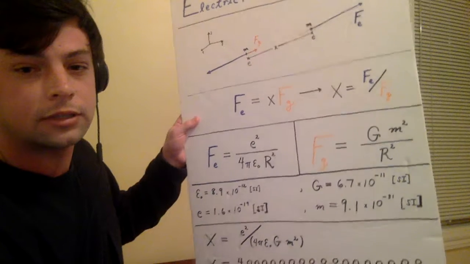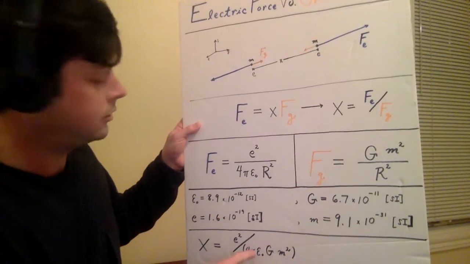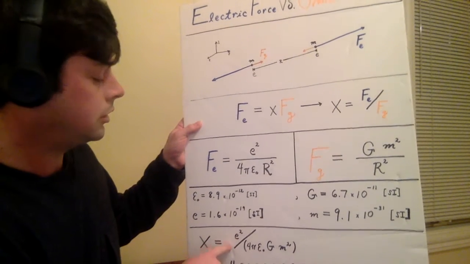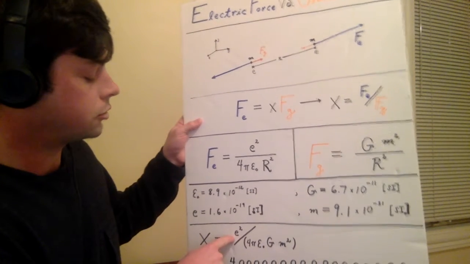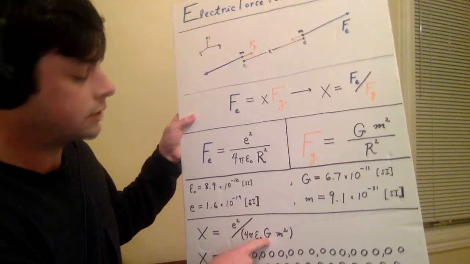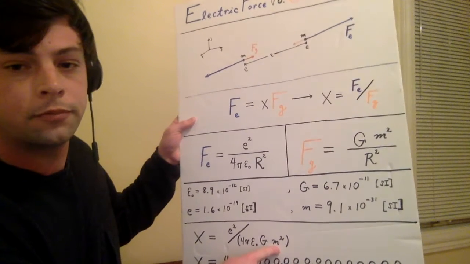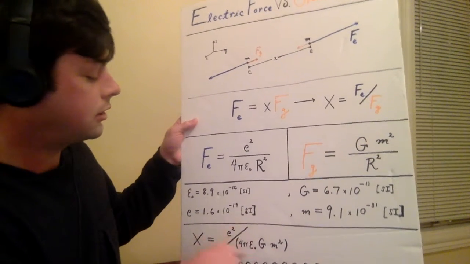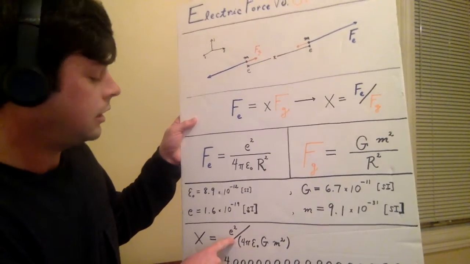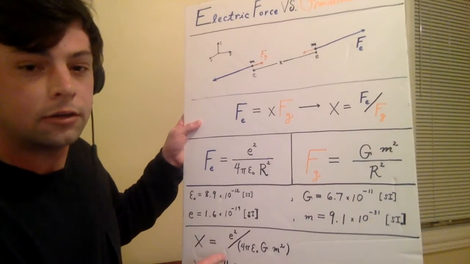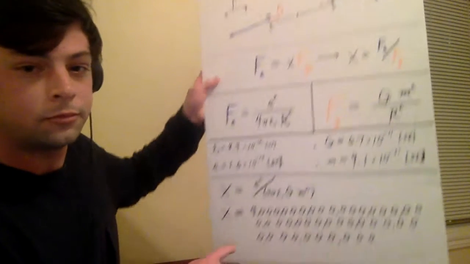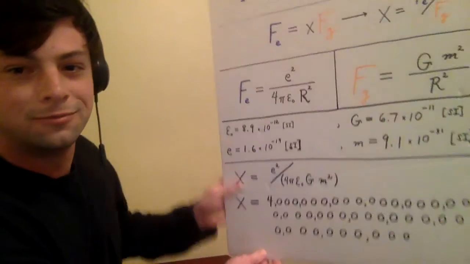And this is the equation for it. I encourage you to check this. It's the electric charge squared divided by 4 pi epsilon 0 multiplied by Newton's gravitational constant and the mass squared. And you plug in these numbers on your calculator or on your computer, and you get, drum roll, a very big number.